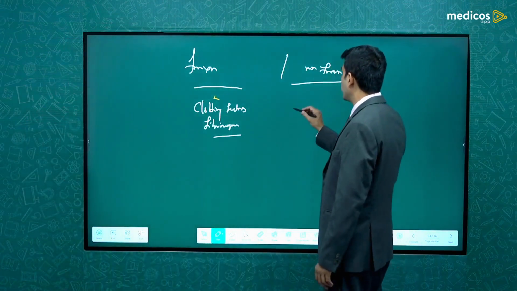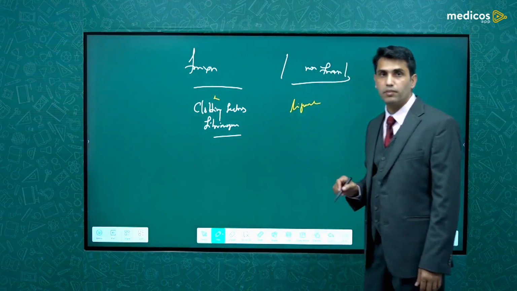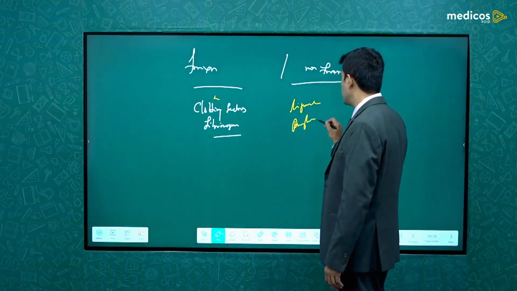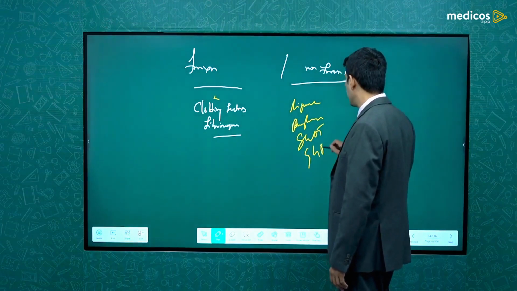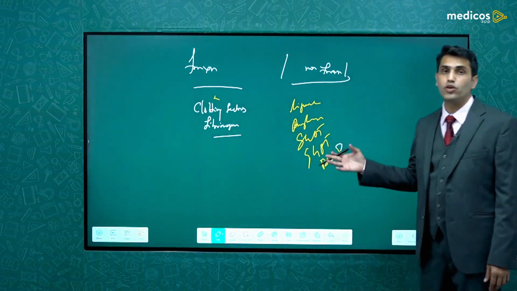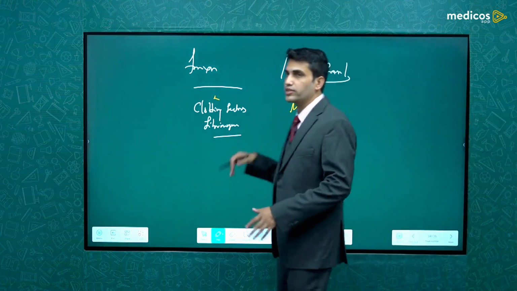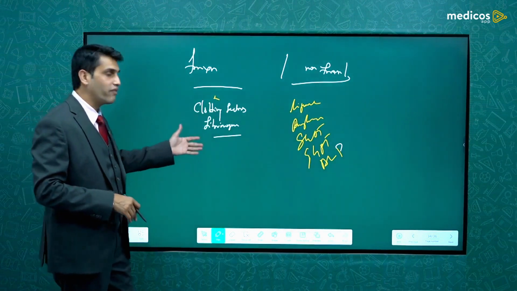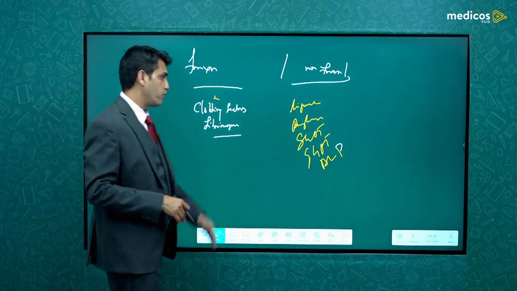Non-functional proteins are like your lipase. Lipase has no work in the blood, but it is there inside the blood. Amylase, SGOT, SGPT, alkaline phosphatase, all these have absolutely no work in the blood, but they are still present inside the blood. So these are non-functional. They are just hanging out. Who is exactly doing the work? These clotting factors, fibrinogen, etc.